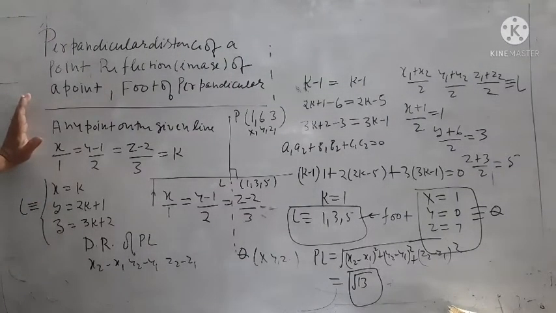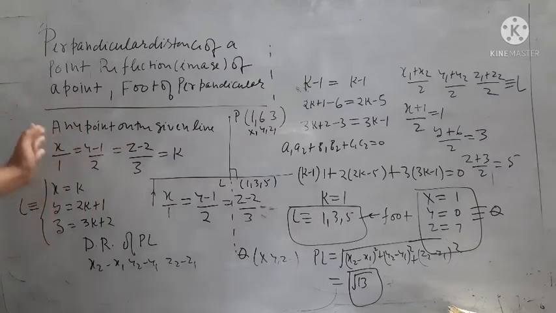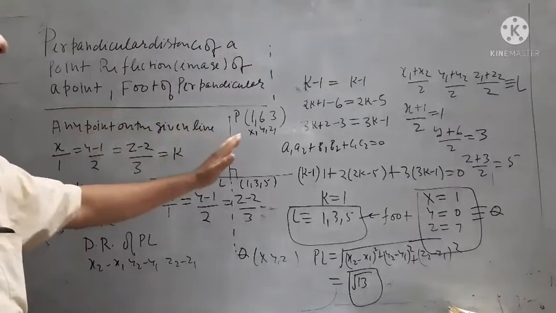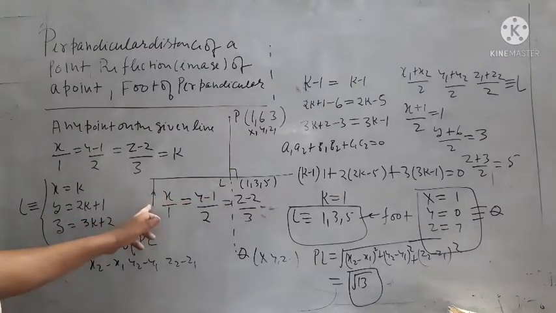This is a very simple question. Please understand this. I will repeat it again. Please see carefully. We have to find out the reflection of the point (1, 6, 3) taking this line as a mirror.